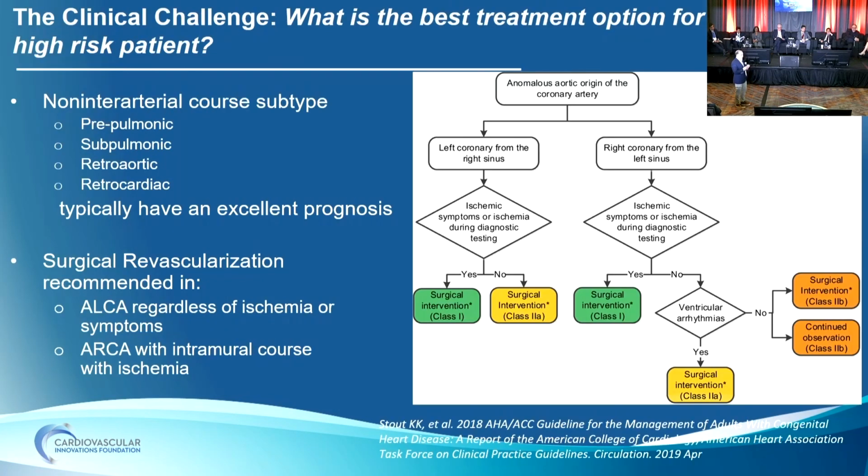It's important to truly understand the course of the vessel and understand the risks involved, right? What is the ultimate best treatment option for these high-risk patients? Once we understand the course, there are courses where the prognosis is quite excellent. But in fact, if we look at the recommendations, recognizing that the AHA, ACC guidelines are based on a very low volume of data to support these recommendations, this is a patient one would say should probably have surgical revascularization at some point. An anomalous left coronary artery, regardless of ischemia or symptoms, carries with it a class 1, possibly a class 2A recommendation for surgery.